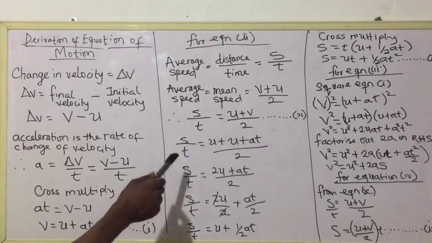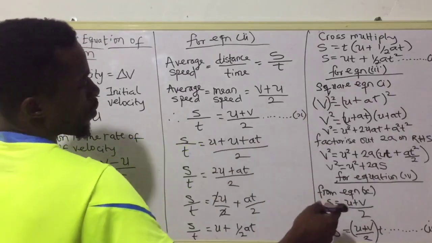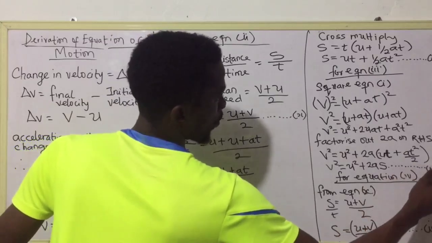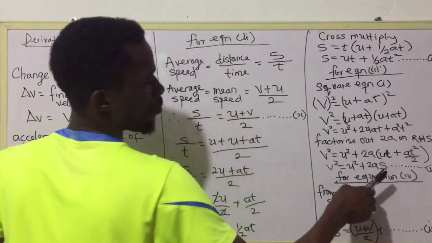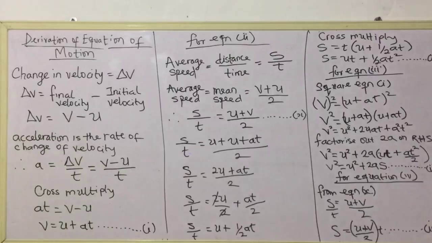So those are the 4 equations: equation 1, equation 2, equation 3, and this is my equation 4. So those are the 4 equations of motion. For any linear motion, one of these equations should be enough to solve it correctly and completely.